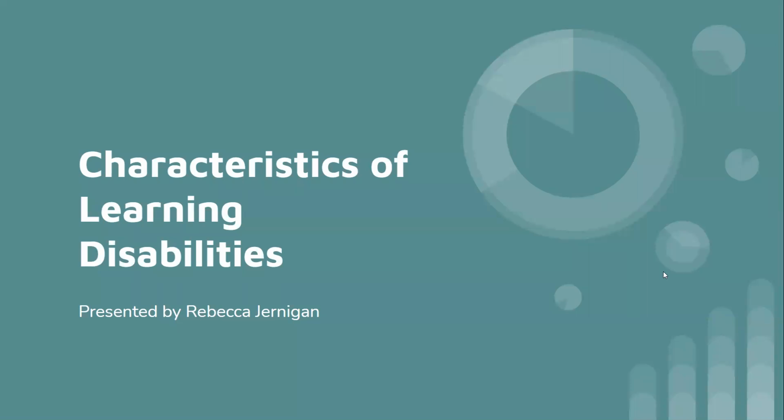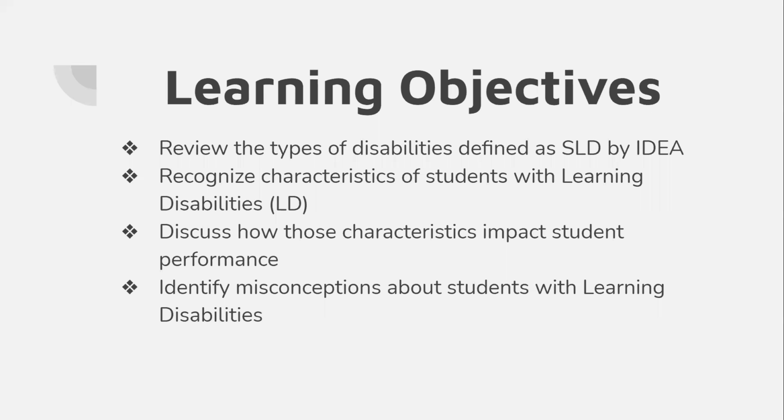Hi everyone, for this module we're going to look at characteristics of learning disabilities. Our learning objectives for this module include reviewing the types of disabilities that are defined as specific learning disabilities by IDEA. We're going to recognize characteristics of students with learning disabilities, discuss how those characteristics impact student performance, and then identify misconceptions about students with learning disabilities.